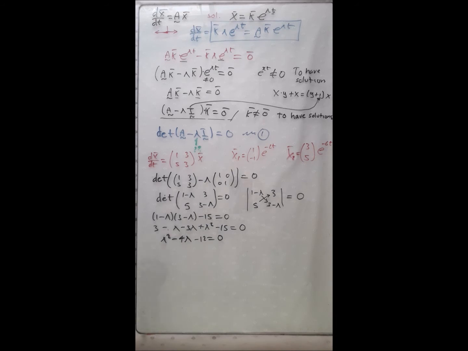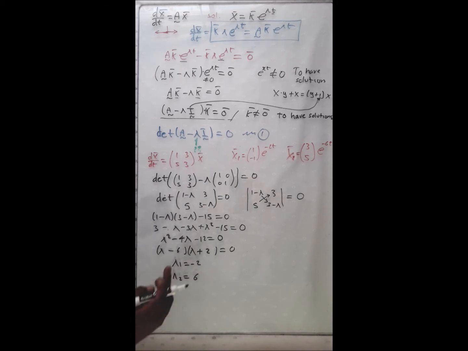Now, we have to find the values of lambda so that this is equal to 0. So tell me two numbers in which the multiplication is minus 12 and the addition is minus 4. So minus 6 and plus 2. Okay, so I can see here what the values are. Lambda 1 is equal to 6 and lambda 2 is equal to minus 2, or you can choose the other way around: lambda 1 is equal to minus 2 and lambda 2 is equal to 6.